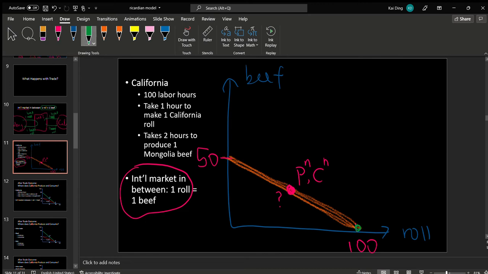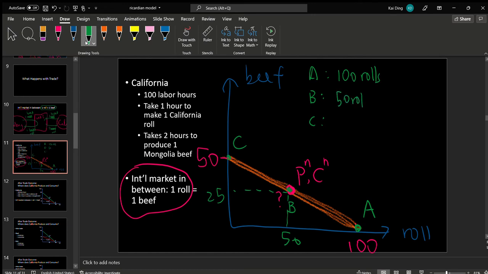In particular, California can produce at this possibility A, where they only make 100 rolls, or this possibility B, where they make 50 rolls and 25 beef, the middle point, as before. Or California can produce at its possibility C of 50 beef only. So possibilities A, B and C, where A is 100 rolls, B is 50 rolls plus 25 beef, and C is 50 beef.